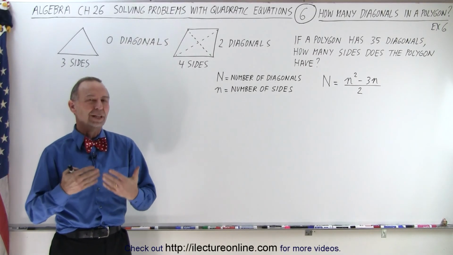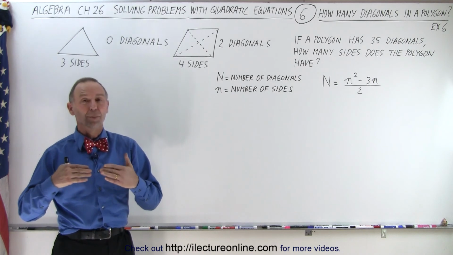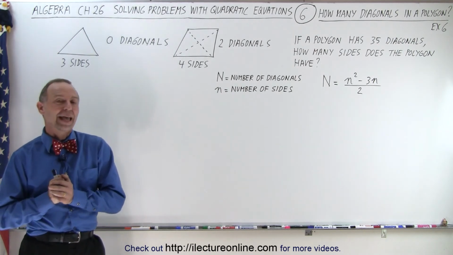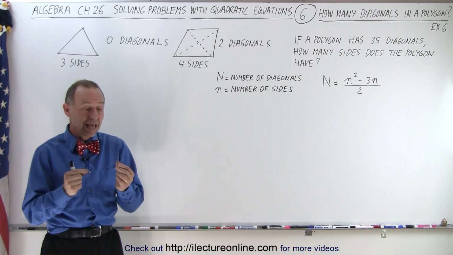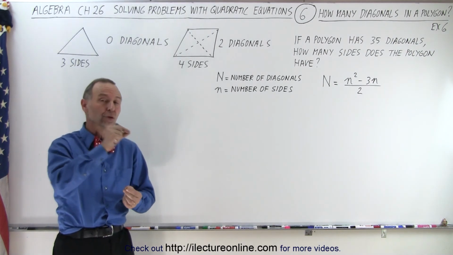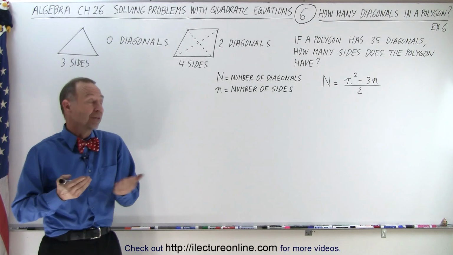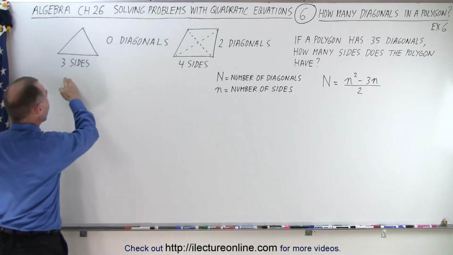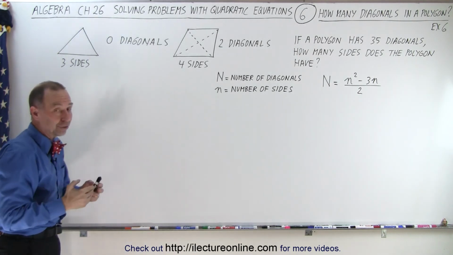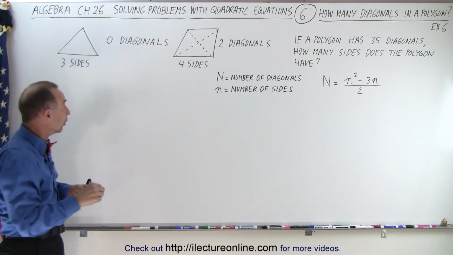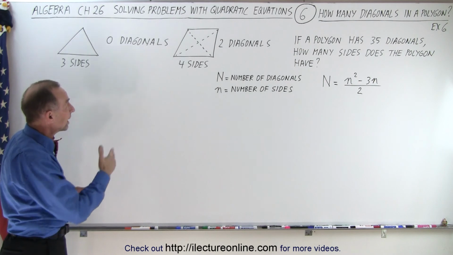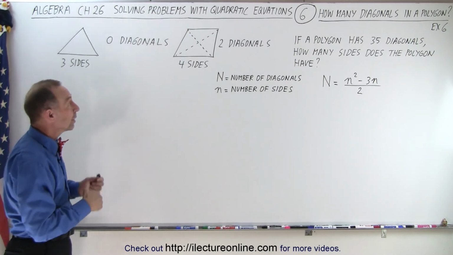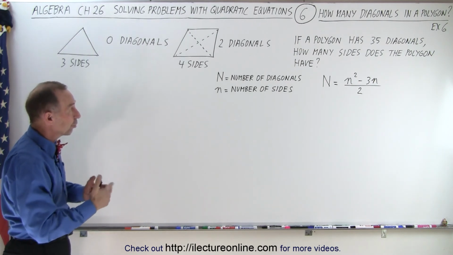There's an interesting relationship between the number of sides a polygon has and the number of diagonals a polygon has. A diagonal is defined as a line that goes from one corner to another corner in a polygon. For example, if we have a triangle with three sides, there are no diagonals. You cannot draw a line from one corner to another corner inside a triangle. But for a polygon with four sides, we can indeed have two diagonals, and so forth.